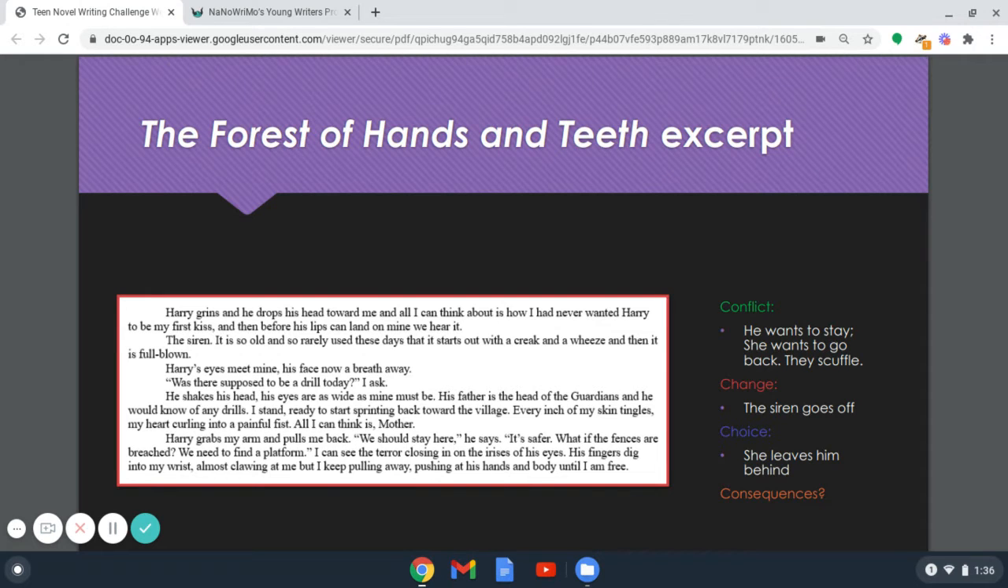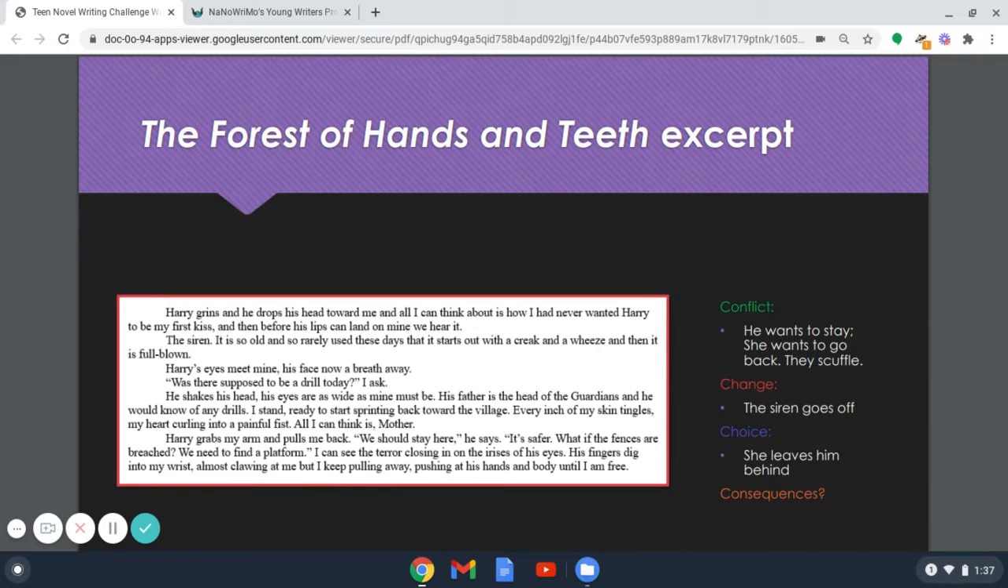Harry grins and he drops his head toward me, and all I can think about is how I never wanted Harry to be my first kiss. And then, before his lips can land on mine, we hear it. The siren. It's so old and so rarely used these days that it starts out with a creak and a wheeze, and then it is full blown. Harry's eyes meet mine, his face now a breath away. "Is there supposed to be a drill today?" I ask. He shakes his head. His eyes are as wide as mine must be. His father's the head of the Guardians, and he would know of any drills.